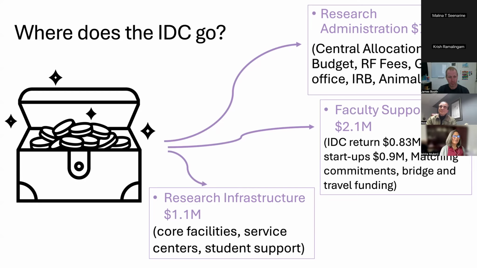Well, I didn't put everything on this list. There are still many more things that are supported through IDC. These are the biggest areas that are supported, but there are other aspects of the college that are supported through IDC, as well as some seed funding and things like that. So this is about 80% of what is received goes to these three areas.